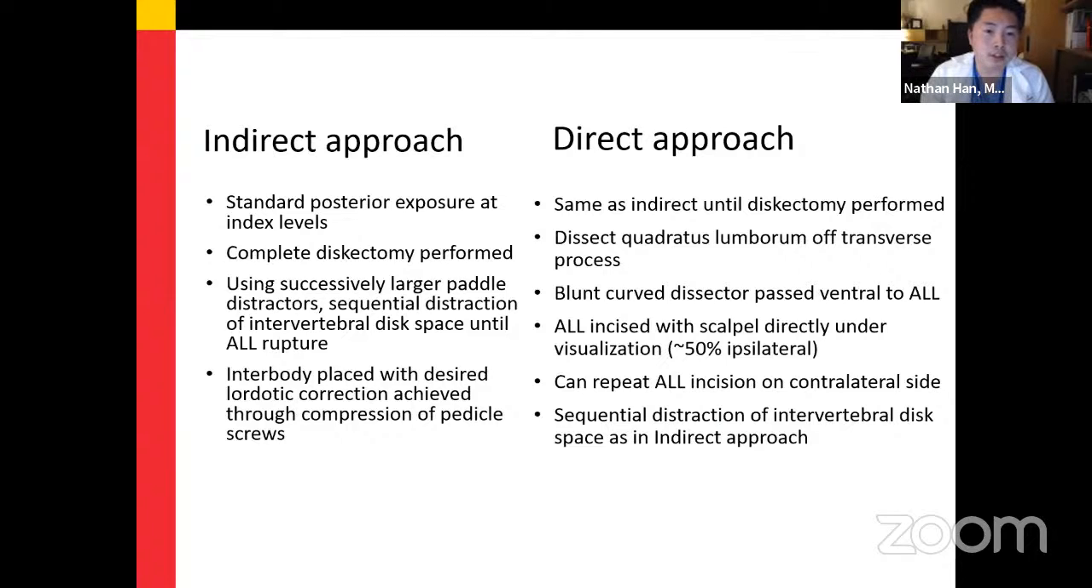Then they also describe more of a direct approach where they do the same discectomy as the indirect approach, but they're able to dissect the quadratus lumborum off of the transverse process so that you can dissect through the retroperitoneal space to place a blunt curved dissector passing ventral to the ALL to protect the ALL from the great vessels. And then with direct vision, they're able to incise this ALL with direct visualization in a 50% ipsilateral way. And then they can repeat this process on the contralateral side for a full direct release of the ALL. And after which they can use this sequential distraction to obtain that lordotic correction.